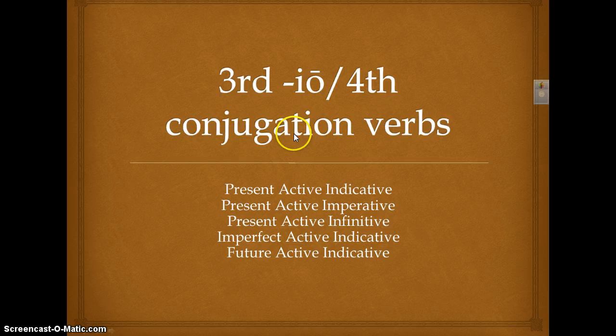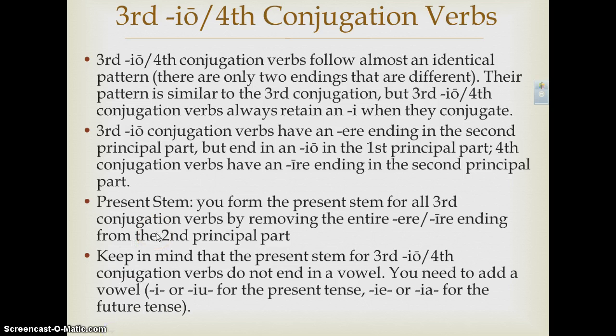This one is how to conjugate third IO and fourth conjugation verbs in the present system. That would be present active indicative, present active imperative, present active infinitive, and then of course imperfect active indicative and future active indicative.